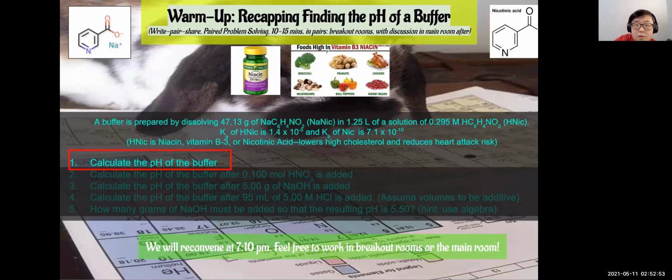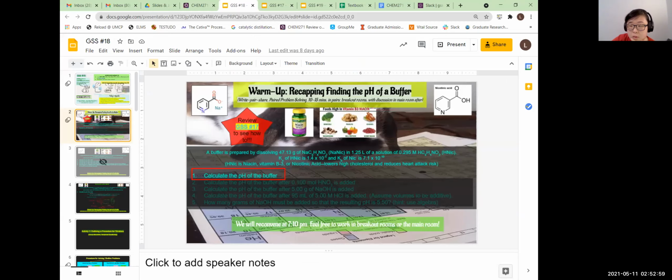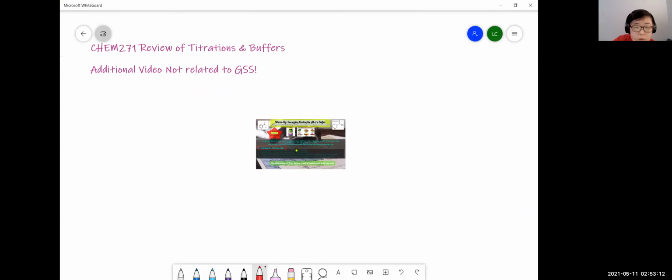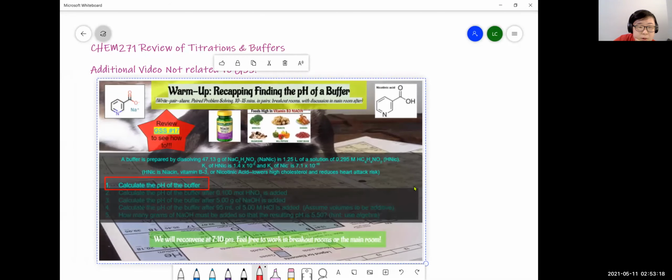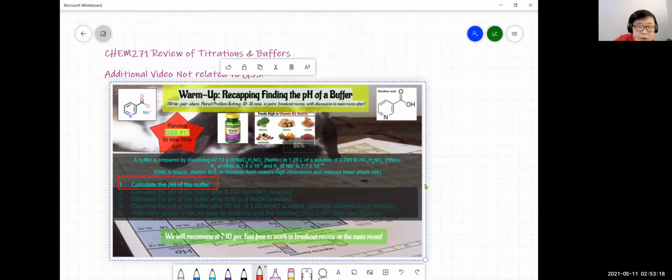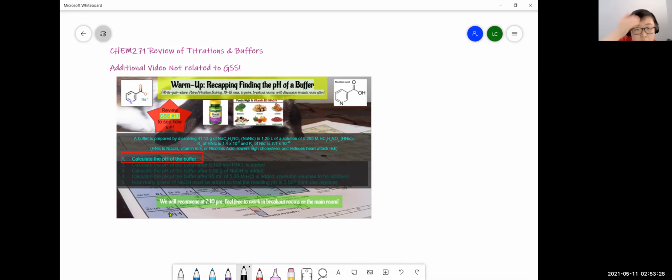let me see if I can, give me a sec. I'll just move this problem onto here. Okay, that's better. So you can see the problem right here. The question, which I already did this in 1GSS, is how you calculate the pH of a buffer. And that's going to be really crucial for titrations. So you can see here, it has NaNiC.